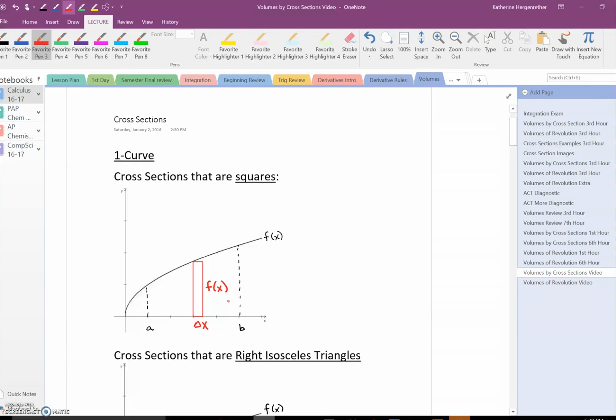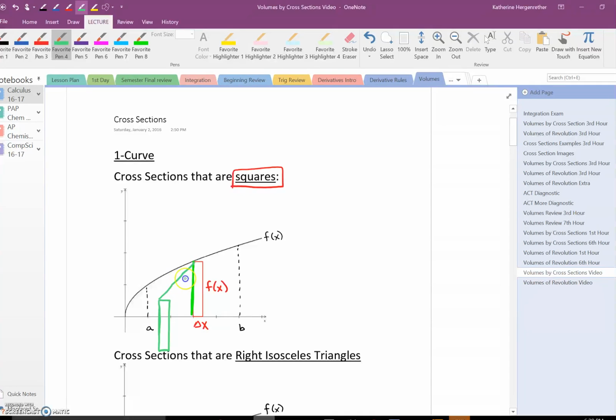Well, to get the third dimension, I have to tell you something. I'm telling you that these cross sections are squares. What that tells you is that the dimension that comes out of the paper is going to make a square. It has to be the same length as this to be able to be a square. I'm just not a very good artist, but I'm going to attempt to show you how it would be in 3 dimensions.